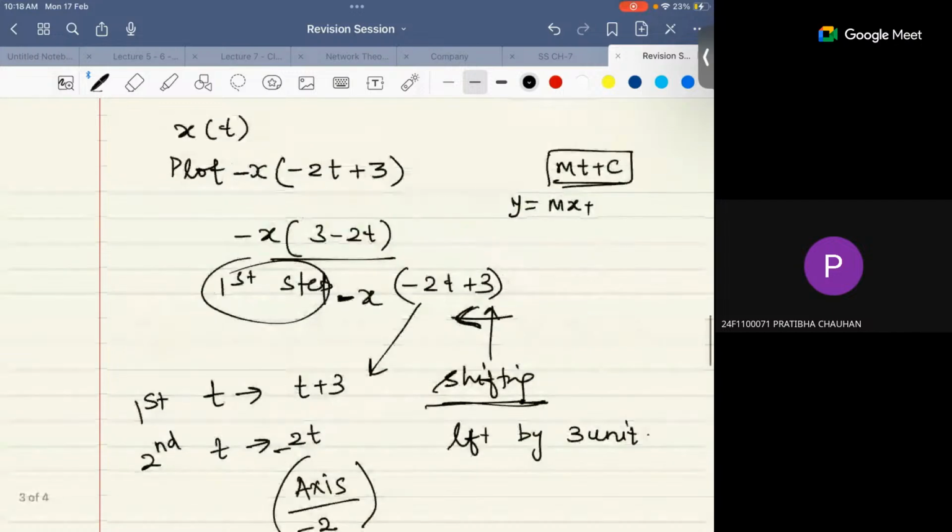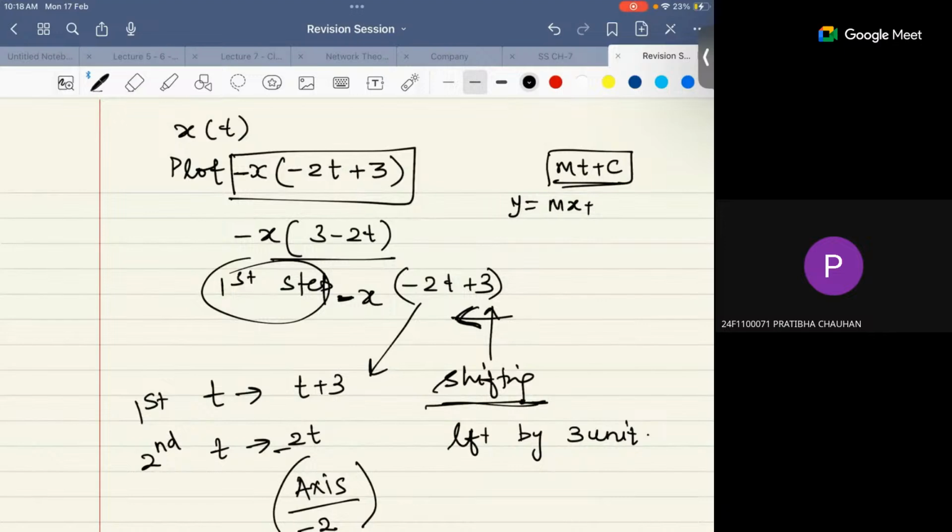Are you getting it? This is pretty simple. I gave you this example because it includes everything: shifting, scaling, and amplitude multiplication. So if the signal was like this, you would first write it in the form mx plus c, and then from the right hand side, with backward propagation, you would first do the shifting by 3 units left hand side, because here you can see that plus 3 is there, and then you would do the scaling part.